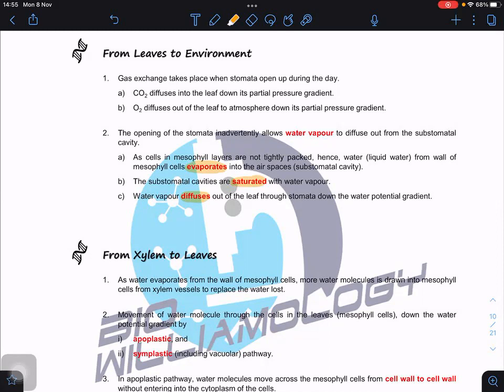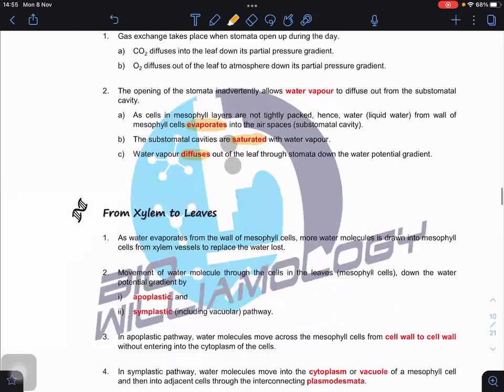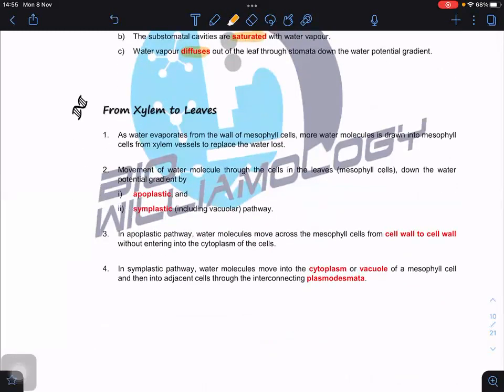Okay, so that means now mesophyll cells have lower water potential compared to the xylem vessel element. So as water evaporates from the wall of the mesophyll cells, more water molecules are drawn into the mesophyll cell from the xylem vessel, to replace the water loss. So the movement of water molecules through the cells in the leaf, particularly mesophyll cells, is again a passive process down the water potential gradients by these two processes, apoplastic and symplastic pathway.